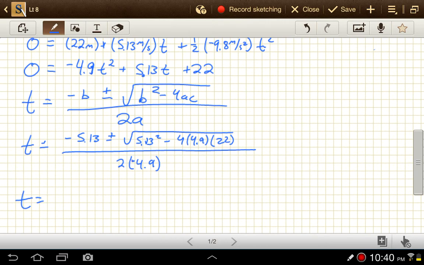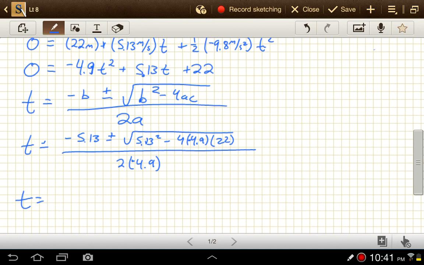So let me type this in, negative 5.13 plus the square root of 5.13 squared minus 4 times, oops, I forgot a negative sign there too, times negative 4.9 times 22, and then that whole thing is over negative 9.8, and I get a mistake. Oh, there it is. Got to be careful on these ones. There's so many little places to go wrong. I typed in 513 instead of 5.13. That will throw you off.